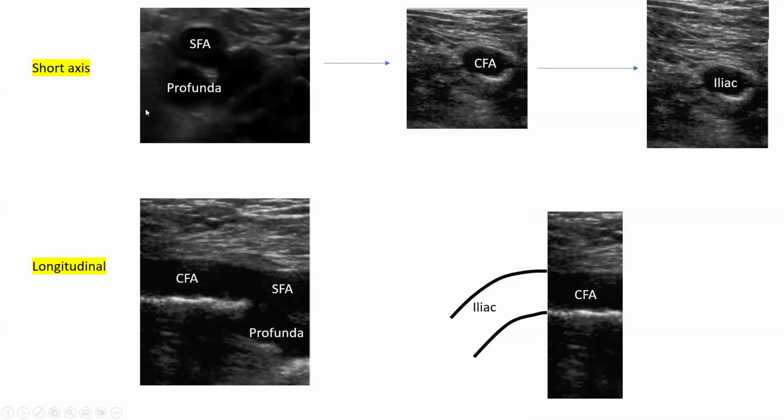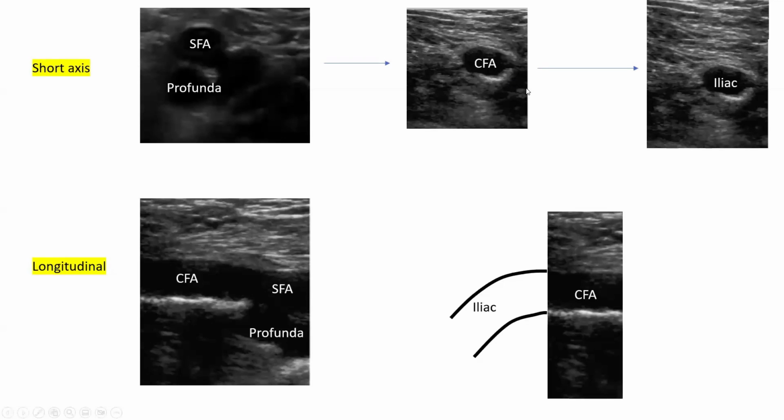Regarding access under ultrasound, we aim to see the SFA and the profunda, those two circles, and we aim to see how they join upward. As we're scanning upward, we aim to see how they become one circle, the common femoral artery, and we stick the common femoral artery on short axis view.